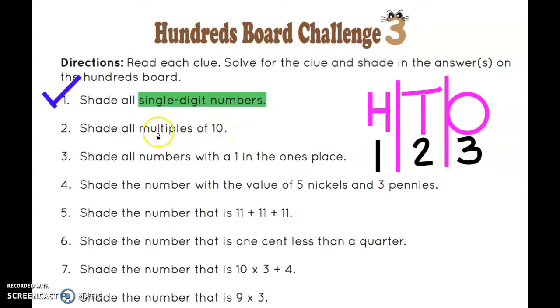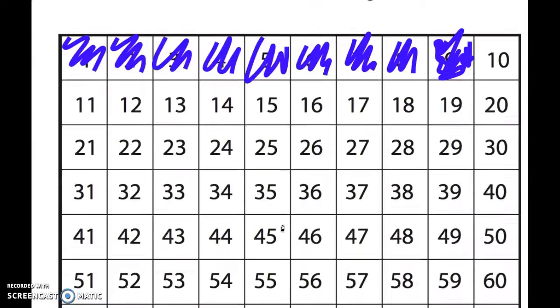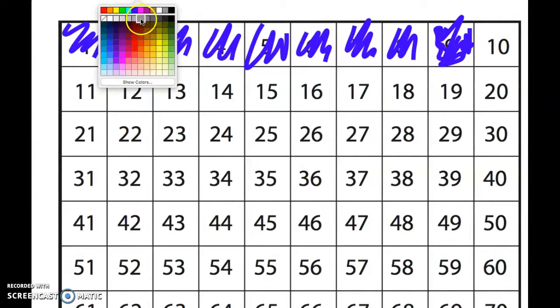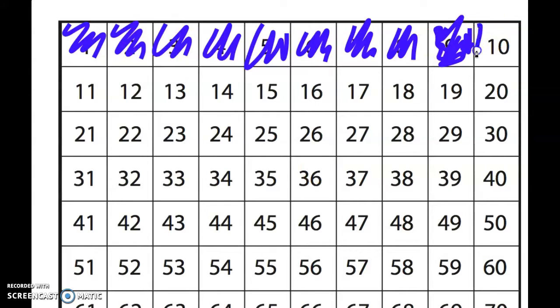Now, multiples of 10 means 10 can be multiplied. So 10, 20, 30, 40, 50, 60, 70, 80, 90, 100. All right, let's shade all of our multiples of 10. Now, if you want to switch colors, you can. If you want to keep the same color, go for it. It's kind of your own special drawing. I'm going to switch colors.